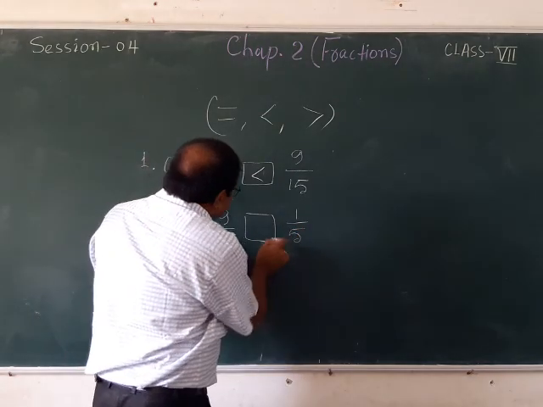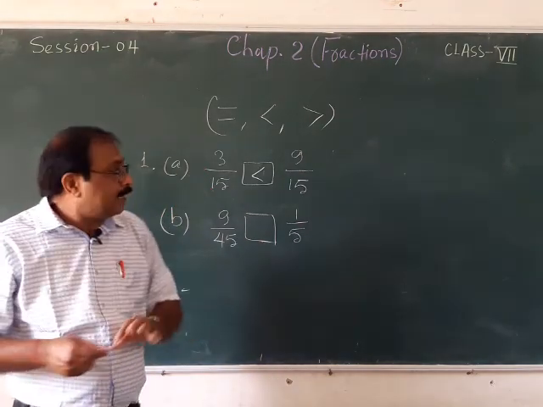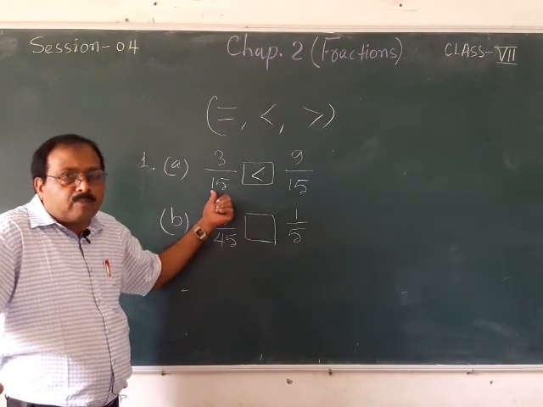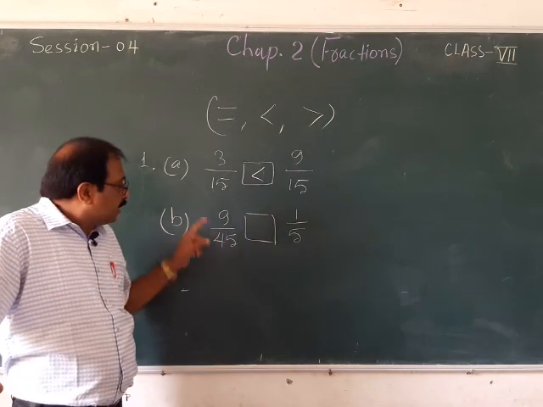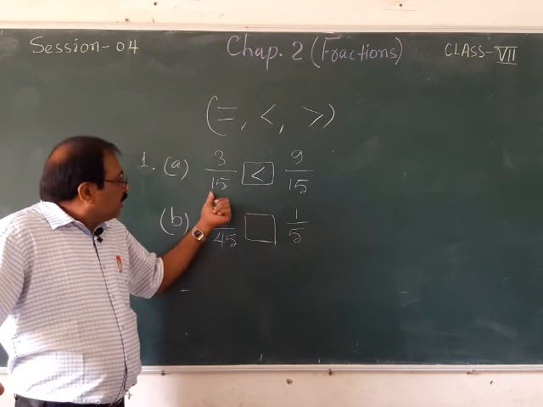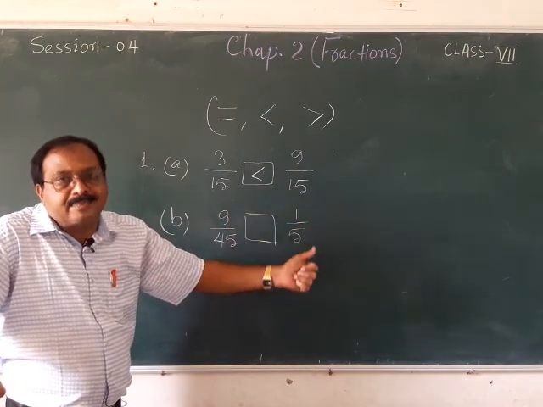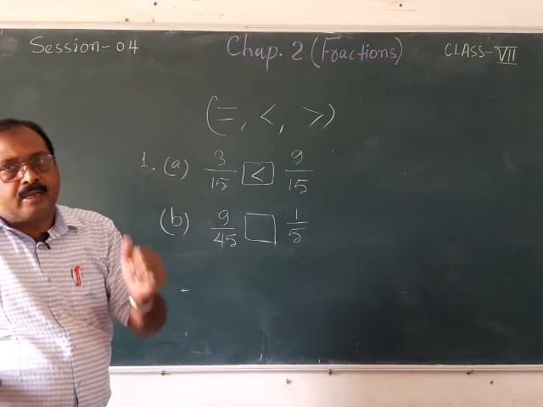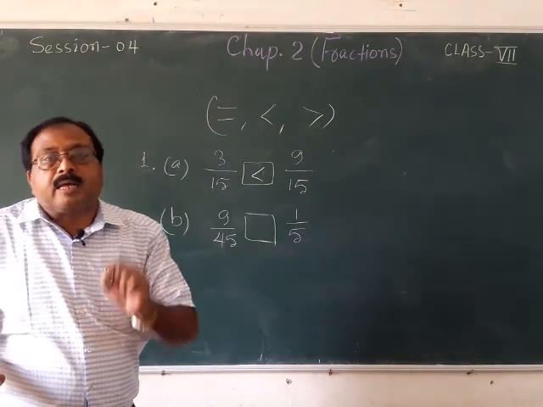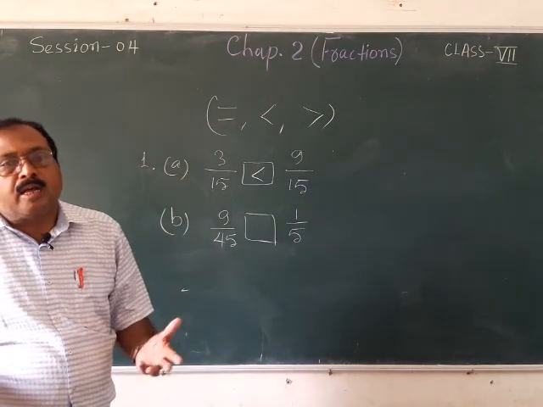Now how will you compare B? In A it is very easy to say that 9 upon 15 is the bigger fraction and 3 upon 15 is the smaller fraction. But once I write 9 upon 45 and 1 upon 5, how can you compare? Here these two fractions are unlike fractions. You are already aware of like fractions and unlike fractions. The fractions which have the same denominator are known as like fractions, and the fractions which have different denominators are said to be unlike fractions.